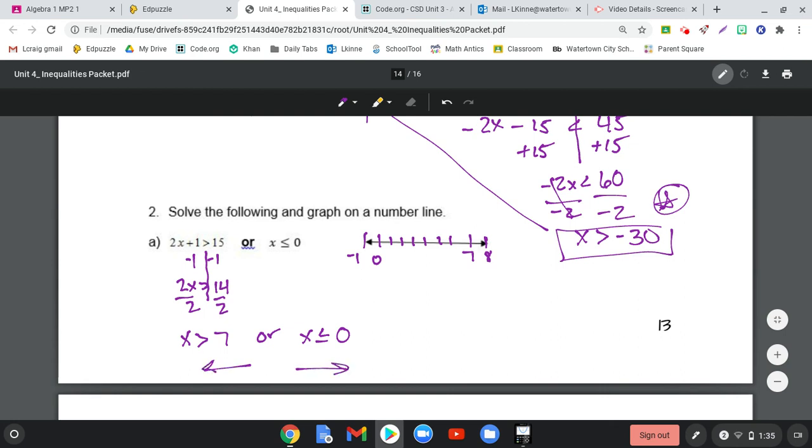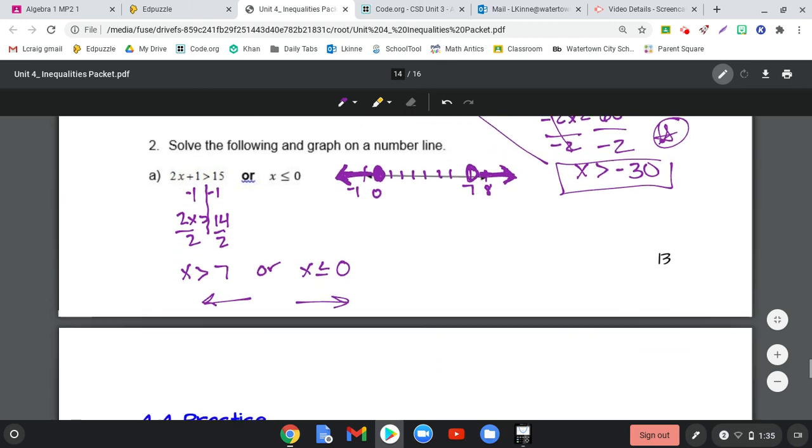So x is greater than 7. Open circle, shade to the right towards the greater numbers, the larger numbers. X is less than or equal to 0. Closed circle at 0 because 0 is part of the solution. I'm going to shade the numbers that are less than 0. Negative 1 is one of them. All right, and there's the or sticking out of the boat.